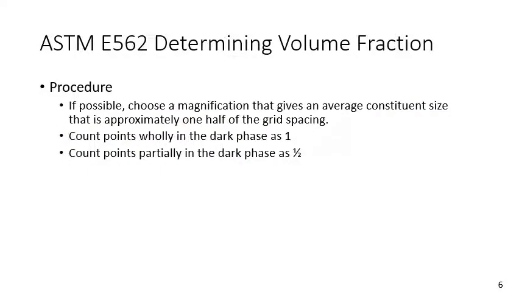The most appropriate magnification for our application of point counting for determining volume fraction will be a magnification where the second phase constituents are about 1/2 the size of the grid spacing. We're going to count points on our grid that are completely in the dark phase as 1, and points that are only partially in the dark phase as 1/2.